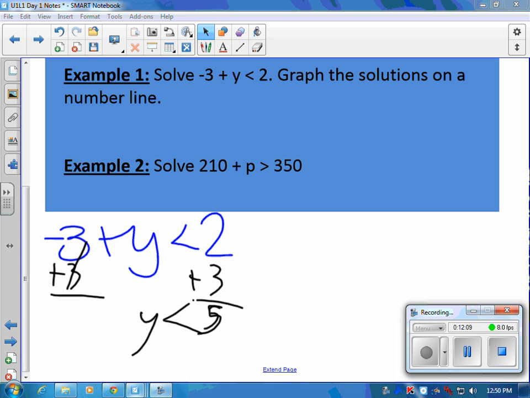Are there questions about that problem? That's a little bit different because it's written a little bit different. But we're trying to think what is going to get the variable by itself. What is going to undo and get rid of this number here?